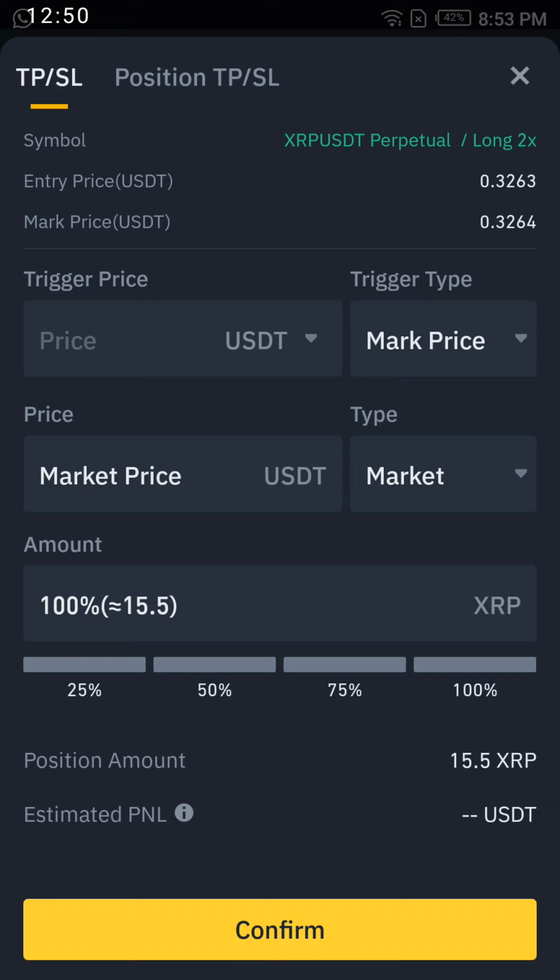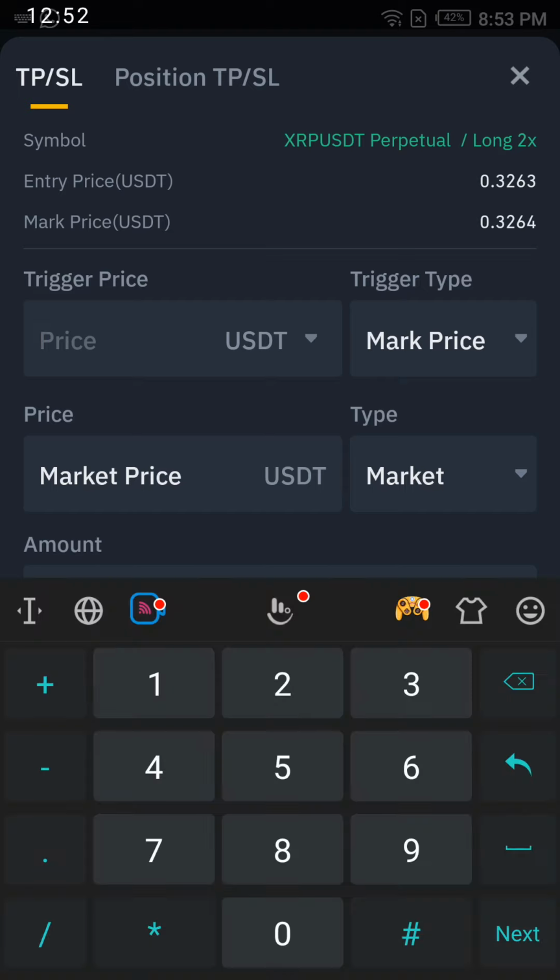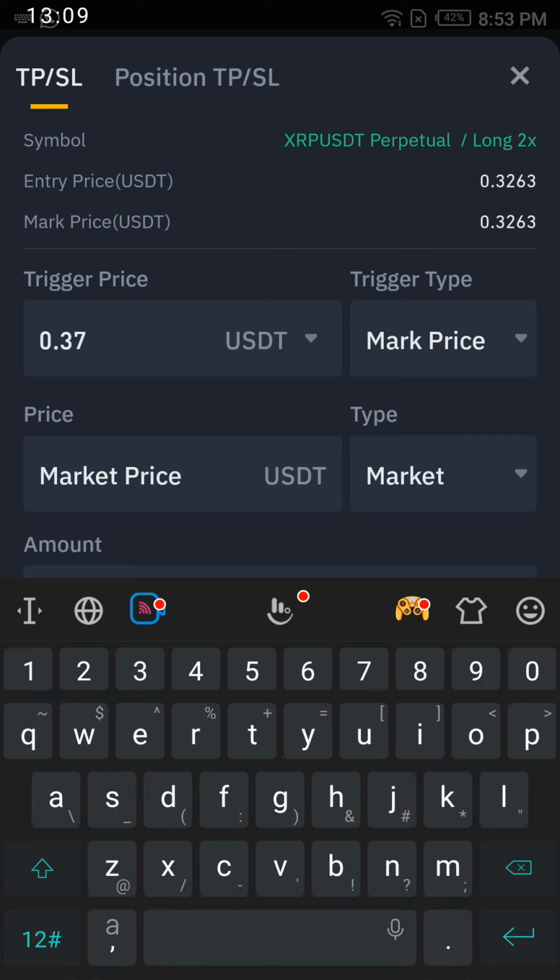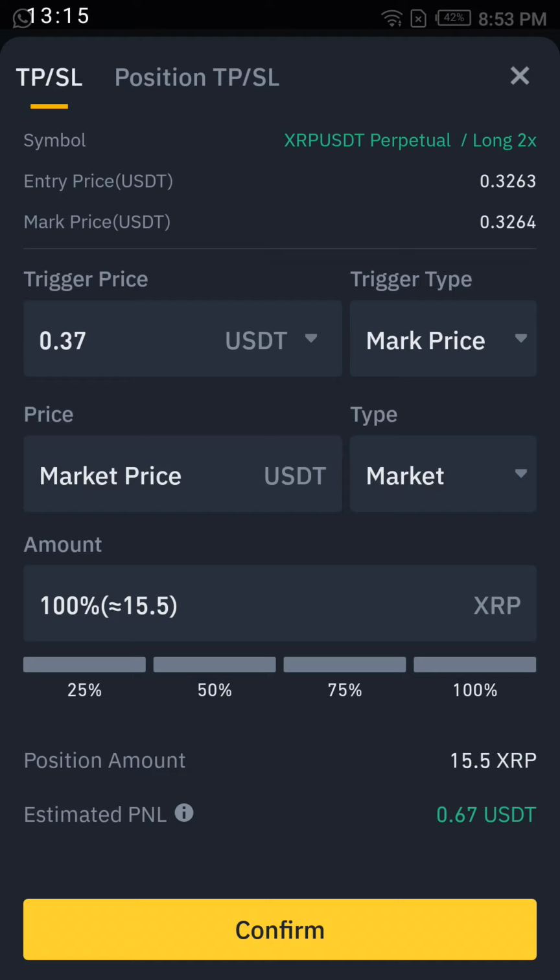So since I'm buying, let's say I want to take profit at 0.337. So if I take profit at that, my estimated profit will be 0.67 USDT. So this is how it works.